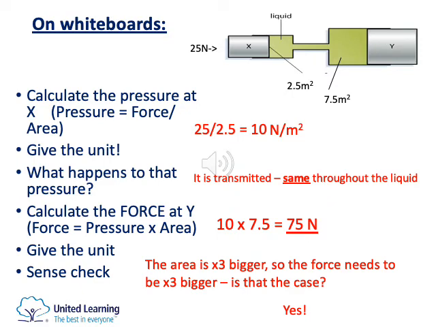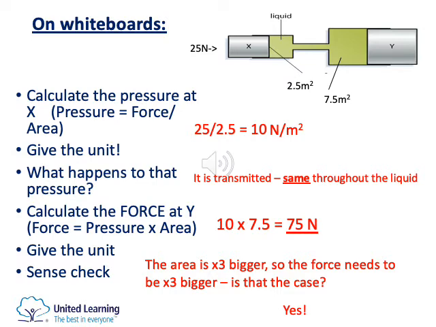Okay, let's have a go at another example. Here you have a piston X and a piston Y. You've got a force of 25 newtons acting on an area of 2.5 meters squared, which means your pressure is 10 newtons per meter squared at X. So at Y, your pressure is 10 newtons per meter squared as well.